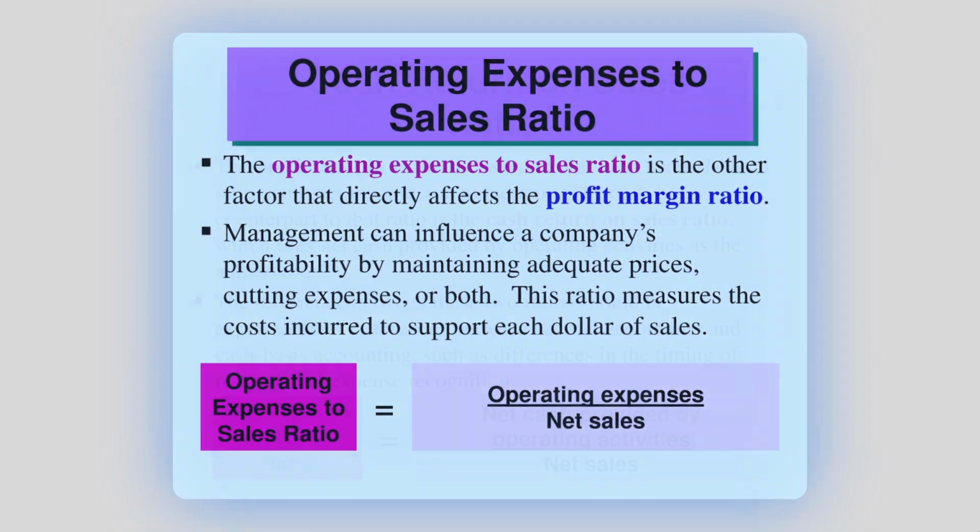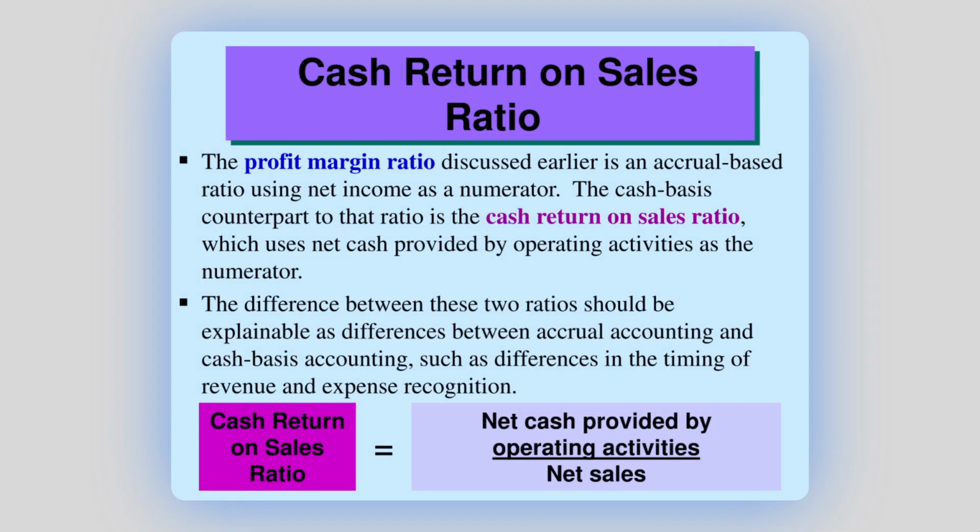You have also your cash return on sales ratio. Same yung kanina. Profit margin discussed earlier is on an accrual basis, so we use net income as the numerator. The cash basis counterpart is the cash return on sales ratio. So, ano yung pagkakaiba ng dalawa? The difference between these two ratios should be explainable as differences between accrual accounting and cash basis. So cash return is net cash provided by operating activities divided by our net sales.